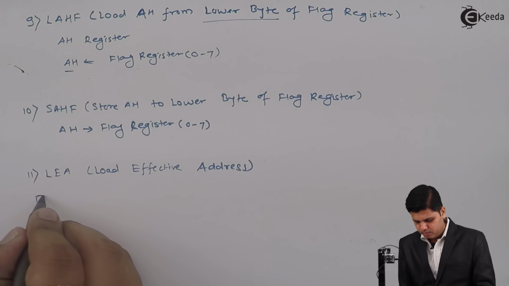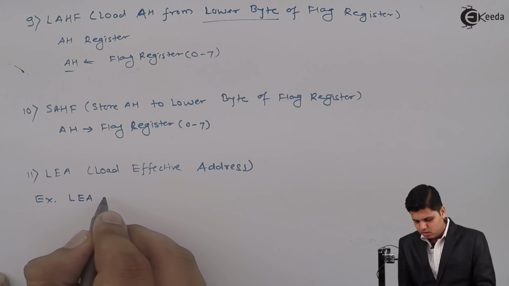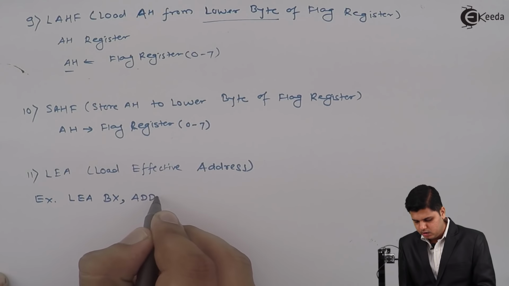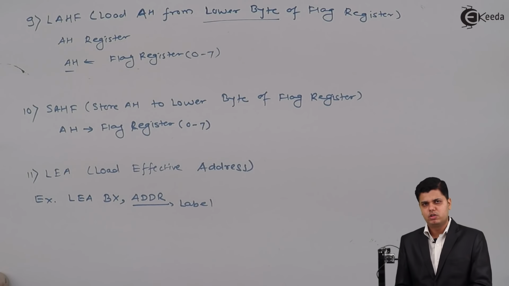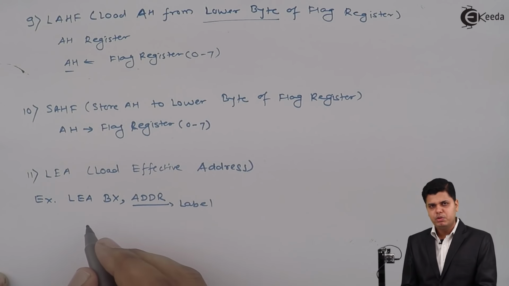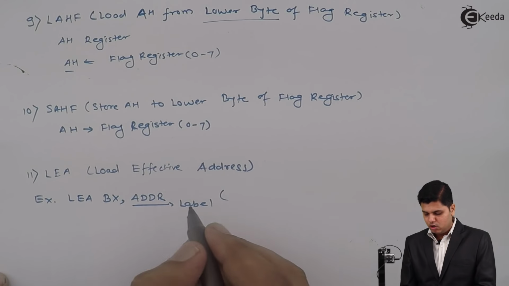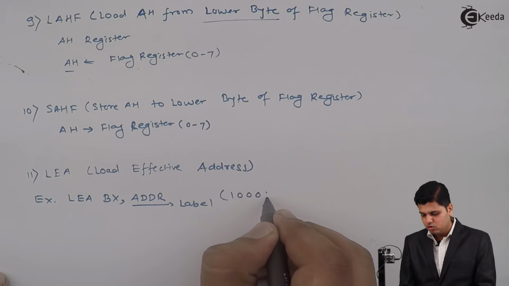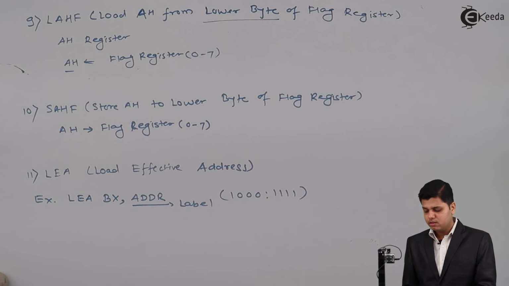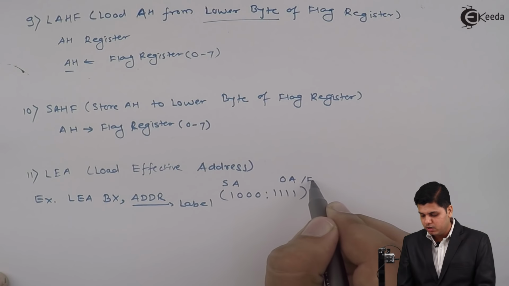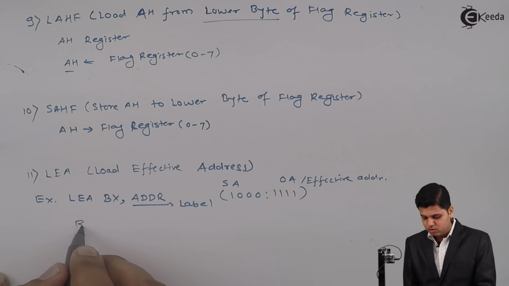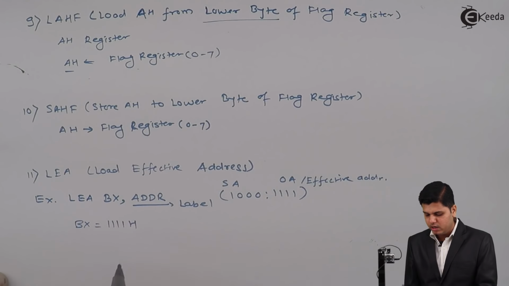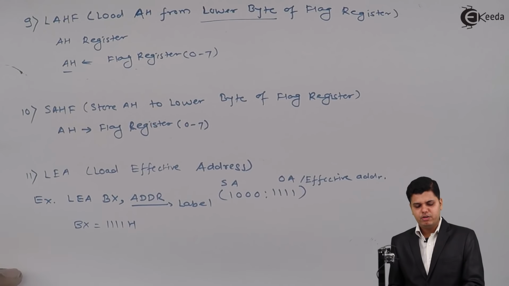So for example, I can write LEA BX, ADDR. Now ADDR is nothing but a label. This label will be available in the memory somewhere. The effective address of this label will be copied to the BX register. So let's say the address of this ADDR is 1000:1111. In this case, the first address is the segment address and the second is what we call an offset address or effective address. This effective address will be copied to the BX register. So after execution of this instruction, BX will have the value 1111H. So this is the load effective address instruction.